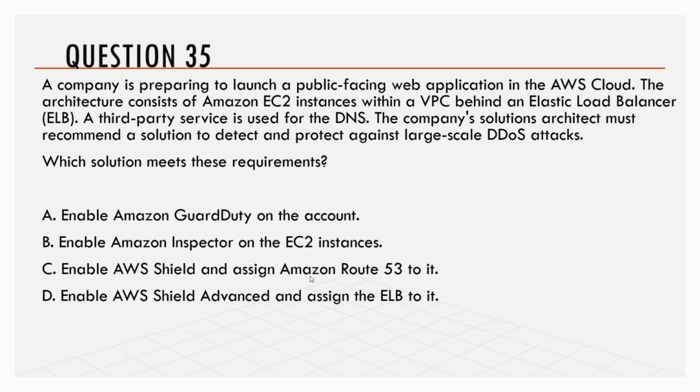Option A, enable Amazon GuardDuty on the account. Option B, enable Amazon Inspector on the EC2 instances. Option C, enable AWS Shield and assign Amazon Route 53 to it. Option D, enable AWS Shield Advanced and assign the ELB to it. And the correct option is option D, enable AWS Shield Advanced. So basically, AWS Shield is used to protect your application from DDoS attacks, and then you assign the elastic load balancer to it.